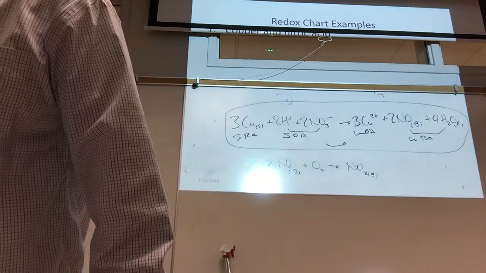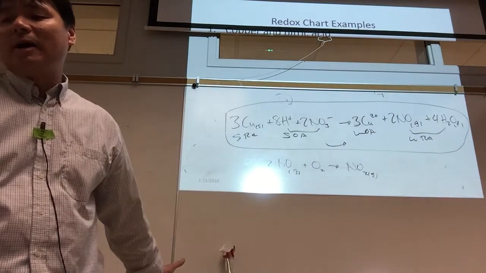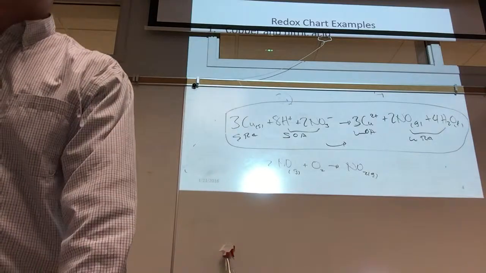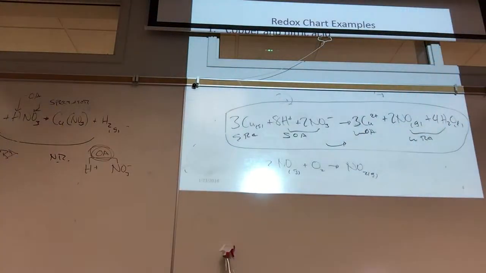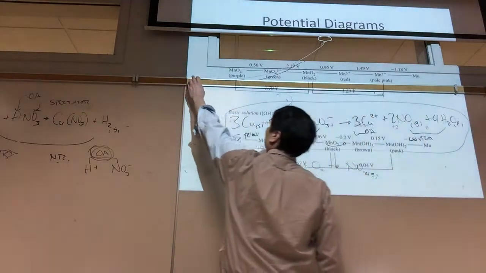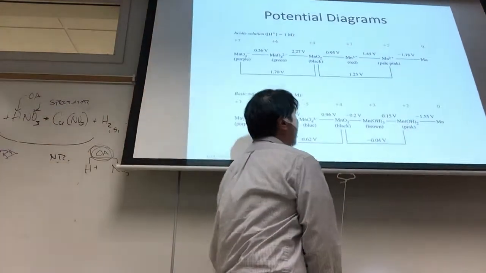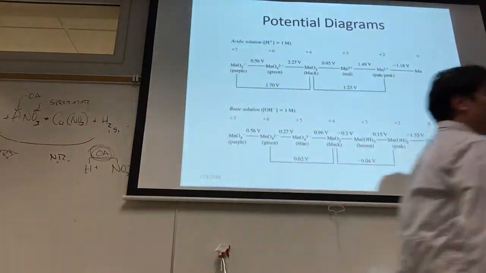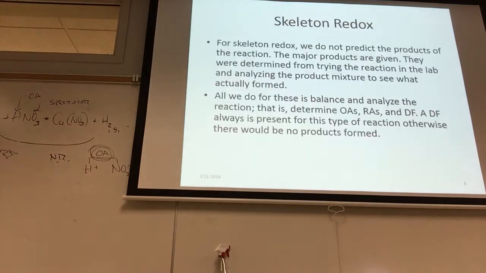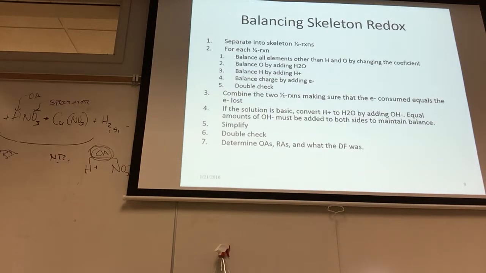For the homework, these methods are basically what you need in addition to one more, the skeleton redox. And so let me just briefly show you. Potential diagrams is beyond the scope, I think, of what we're going to do. We're not really going to do much with potential diagrams. Potential diagrams is to figure out more trickier problems. The skeleton redox is we do this.